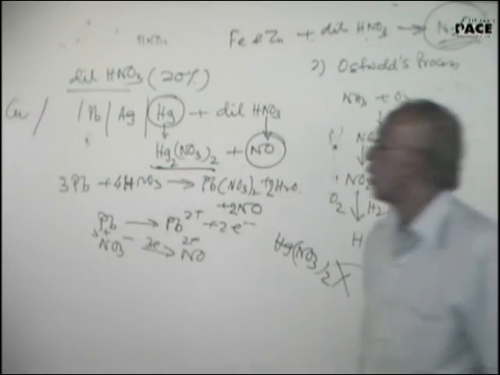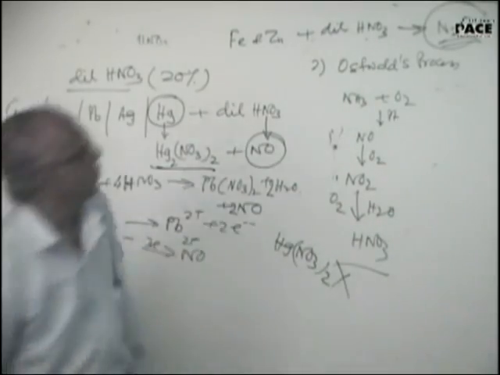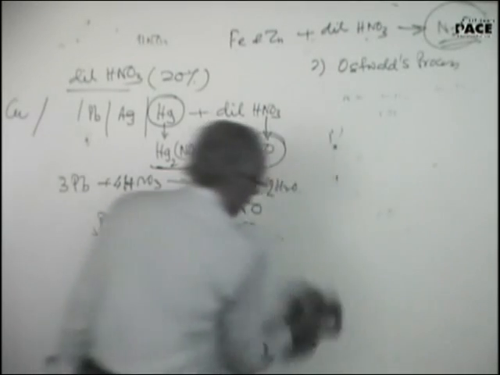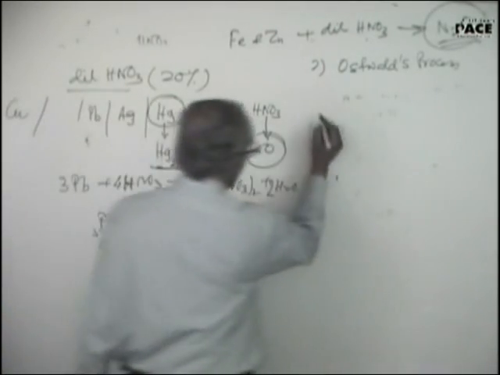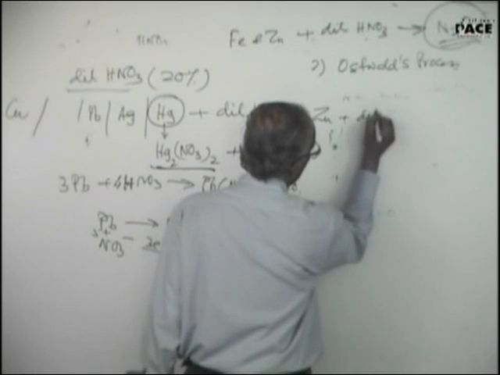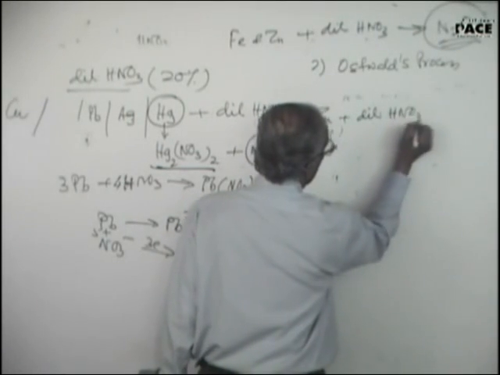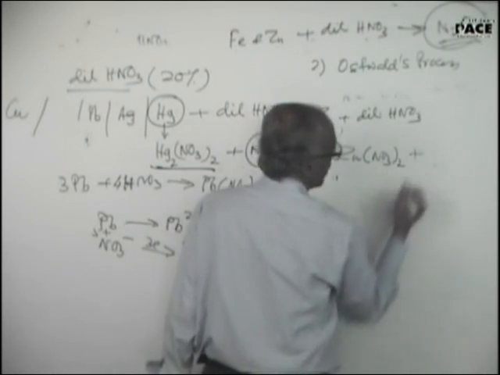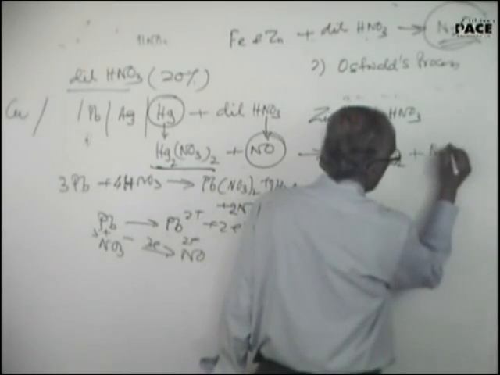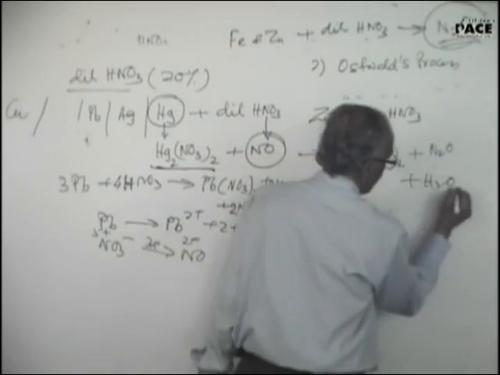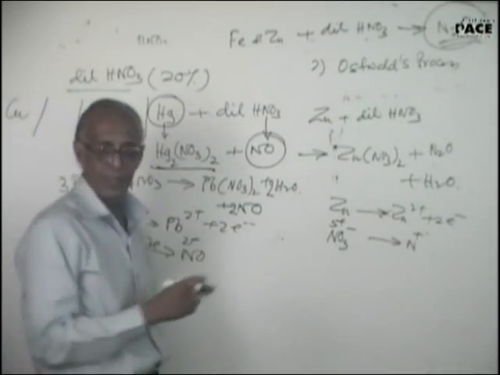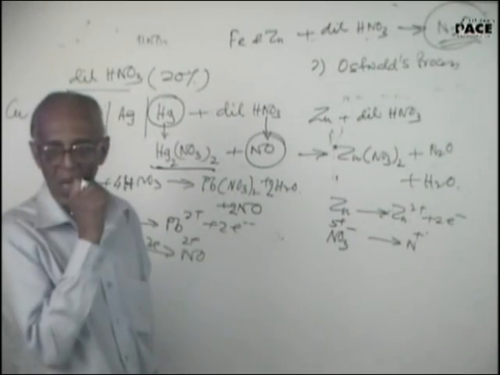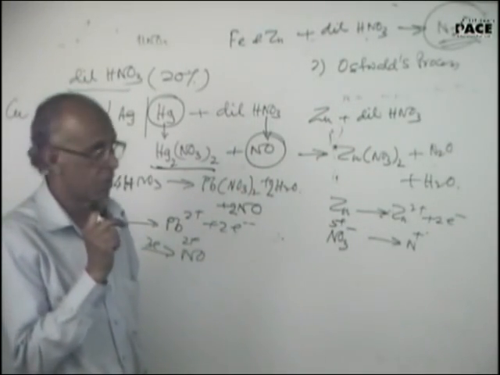Okay? So write this equation: zinc plus dilute nitric acid gives you zinc nitrate, N2O plus water. How many electrons change from nitric acid to nitrous oxide? 8 electrons.